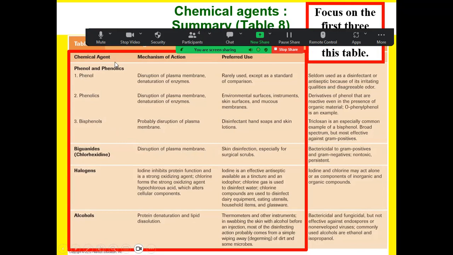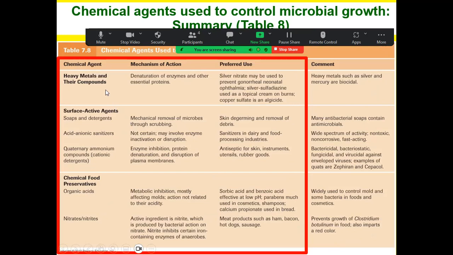You should know the phenol and the phenolics. I don't think you need to know the biguanides, but you should know the halogens, the alcohols, the heavy metals. That would be something like silver, copper. What's another heavy metal? Sulfate, other heavy metals. Surface active agents. These are mostly soaps and detergents, although the hospital uses quaternary ammonium compounds. Then chemical food preservatives like nitrates and nitrites.